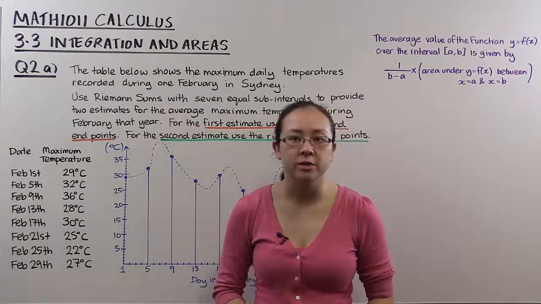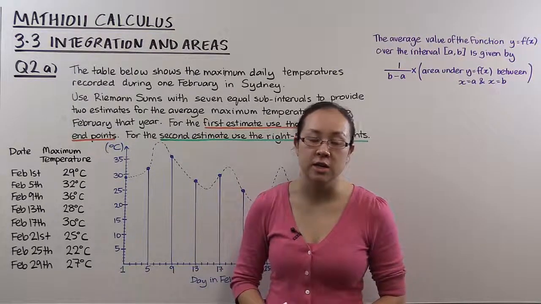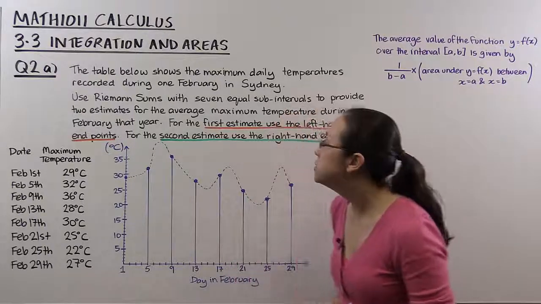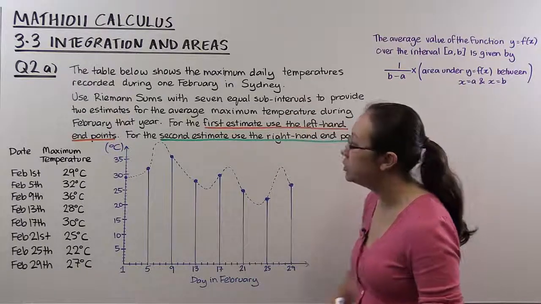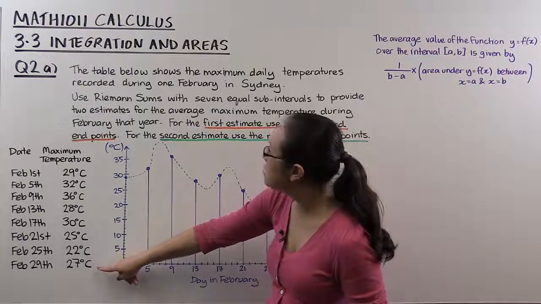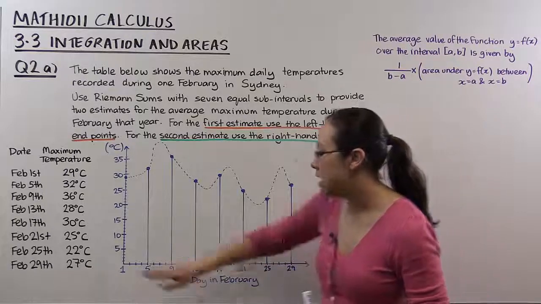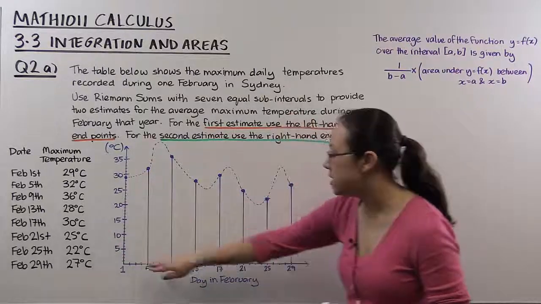Today I'm working through some of the Math 1011 calculus questions from the section on integration and areas. In question 2a, we're given a table of values showing the maximum daily temperatures recorded during 1 February in Sydney. I've graphed those values over here.